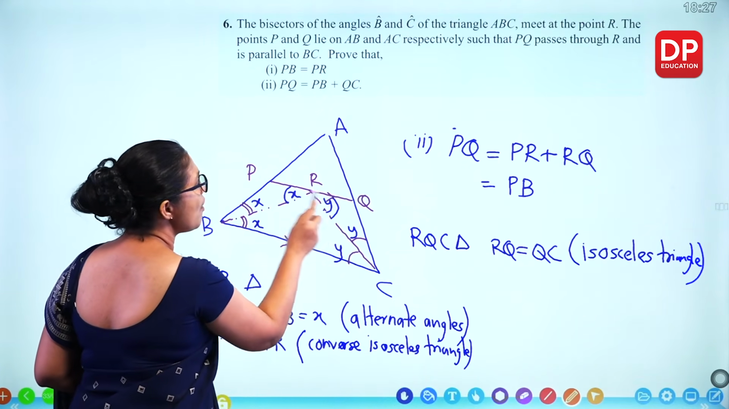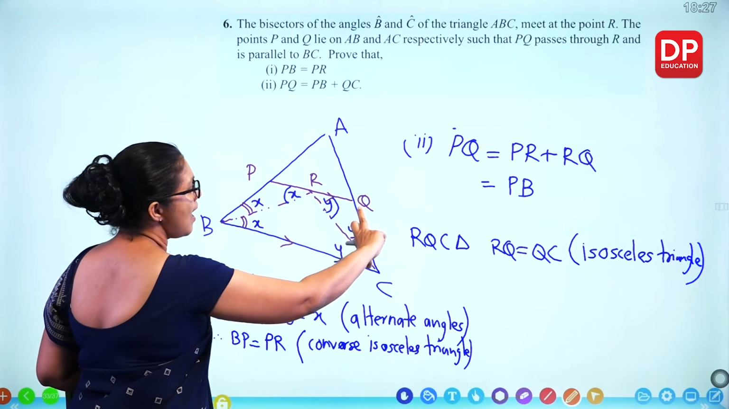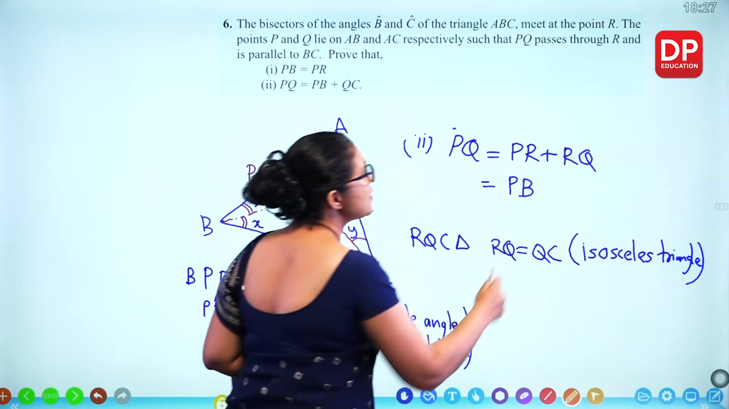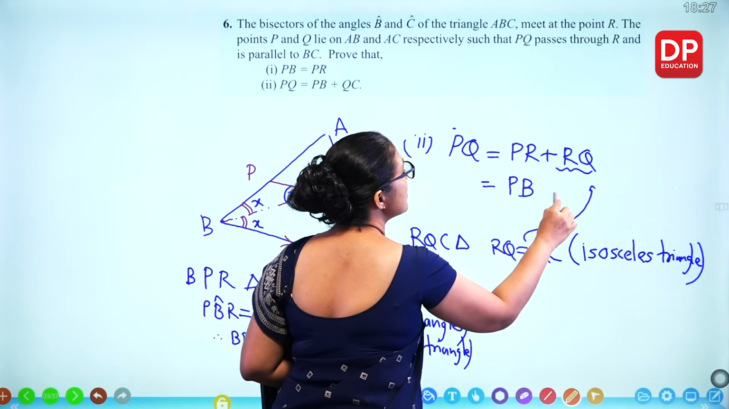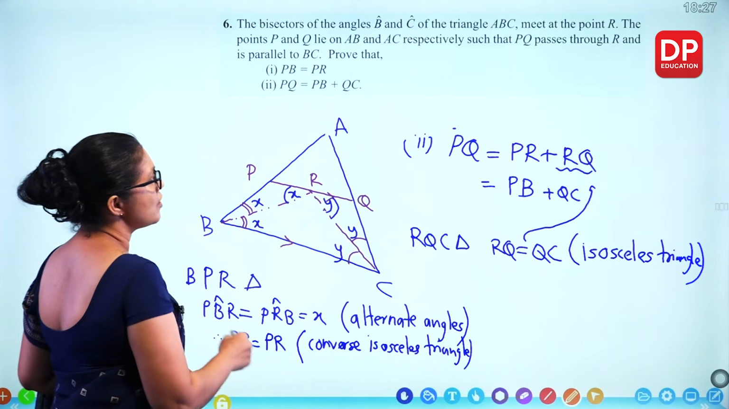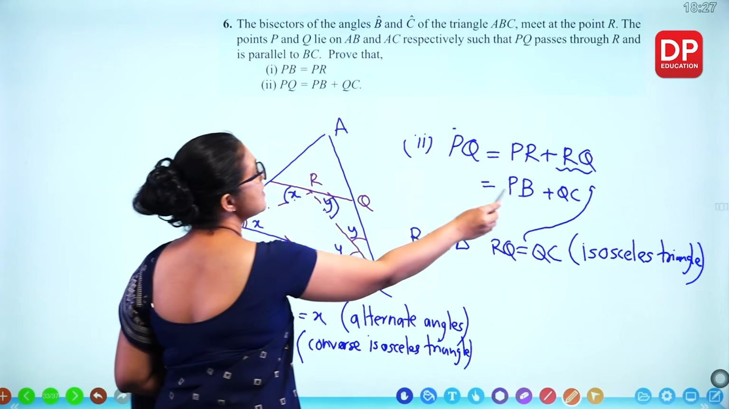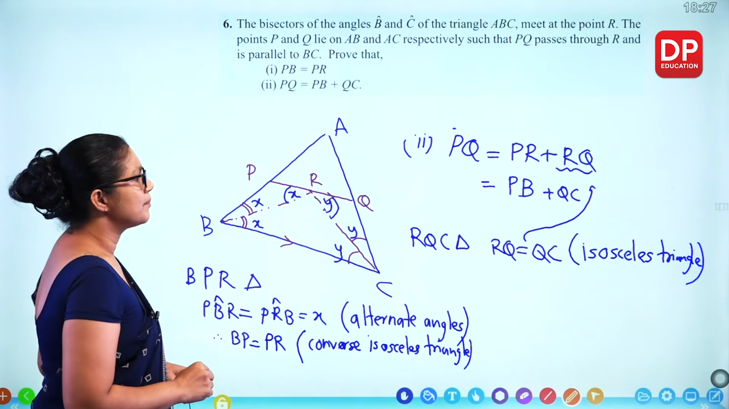Now instead of RQ, what can I write? I can write QC. So instead of this, I can write QC. So we can show that PQ is the same as PB plus QC.